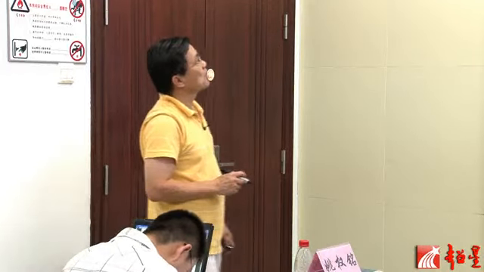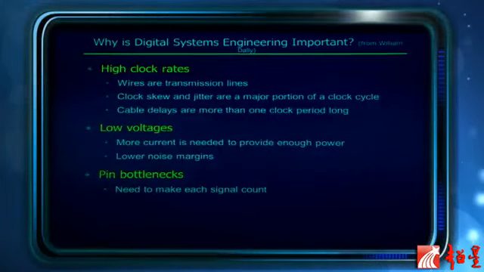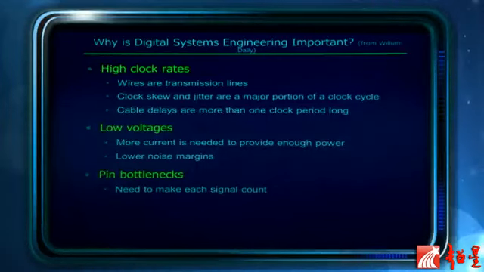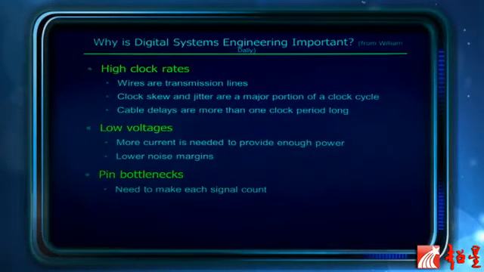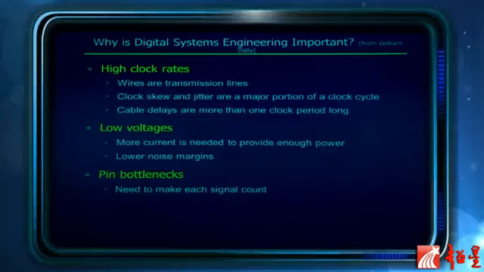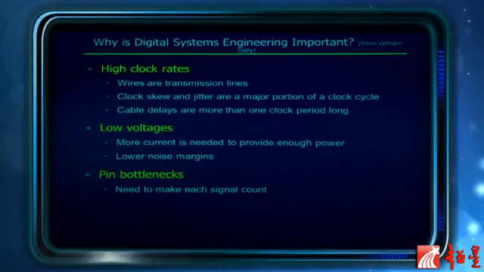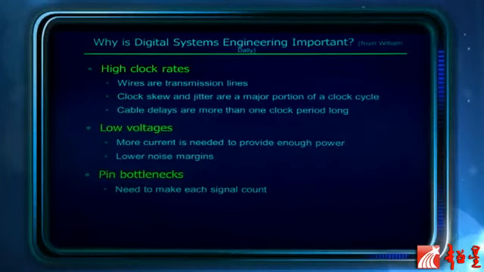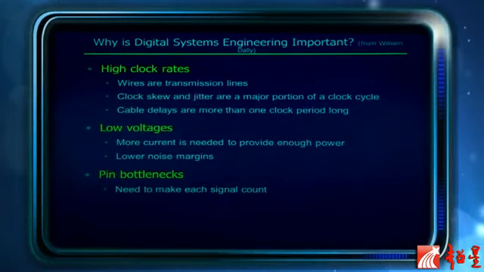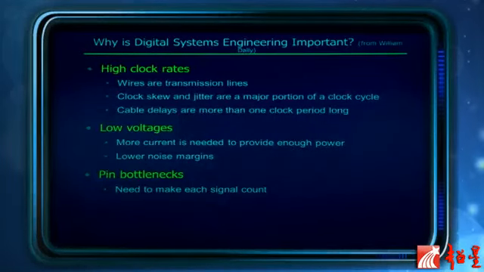All right. Why is it important? Because clock rate is getting higher and higher, and the voltage is getting lower and lower. And then you have a lot of pins. The modern chips have a few hundred pins. And of course, each of the pins may affect each other, may interfere with each other. So because of these effects, the issues of high-speed design or digital engineering are getting more and more important.